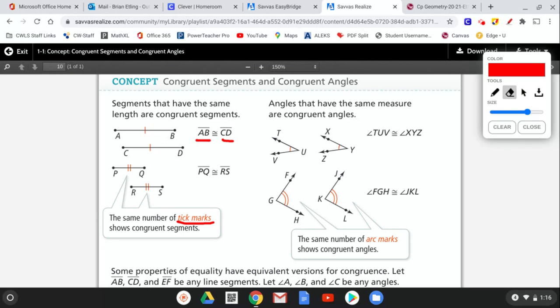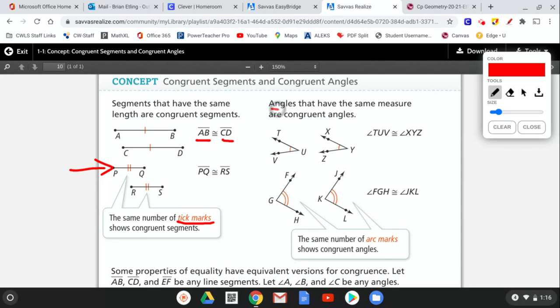All right, so moving on to if we use 2 tick marks, like right over here, all you have to do is match up the marks. It's kind of like a matching game. PQ has 2, RS has 2, we're good to go, okay?